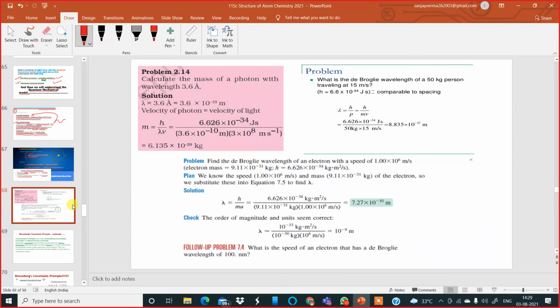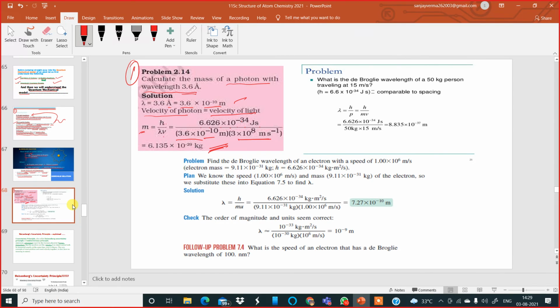Okay, now moving to some numericals. These numericals are very direct formula based numericals. If you look at the first problem, calculate the mass of a photon with wavelength 3.6 angstrom. So lambda is 3.6 angstrom, 3.6 × 10^-10 meter. Velocity of the photon is equal to velocity of light. So we apply the formula lambda is equal to h by mv, so mass is equal to h by lambda v. So Planck's constant is 6.626 × 10^-34 joule second divided by lambda, 3.6 × 10^-10, times the speed of light. Upon simplification you get the answer in kilograms.